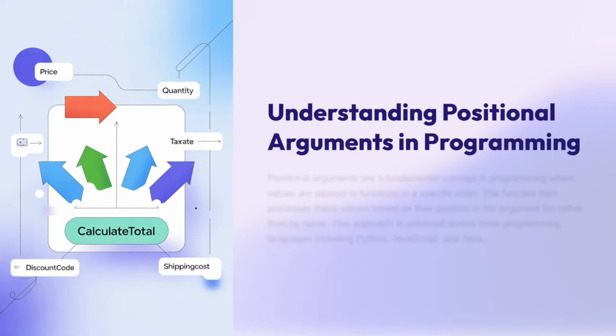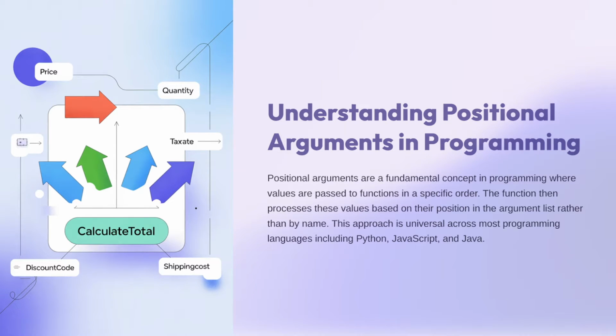So in this video we are going to understand positional arguments in programming. Positional arguments are a fundamental concept in programming where values are passed to functions in a specific order, and the function then processes these values based on their position in the argument list rather than by name. This approach is universal across most programming languages including Python, JavaScript, and also Java.